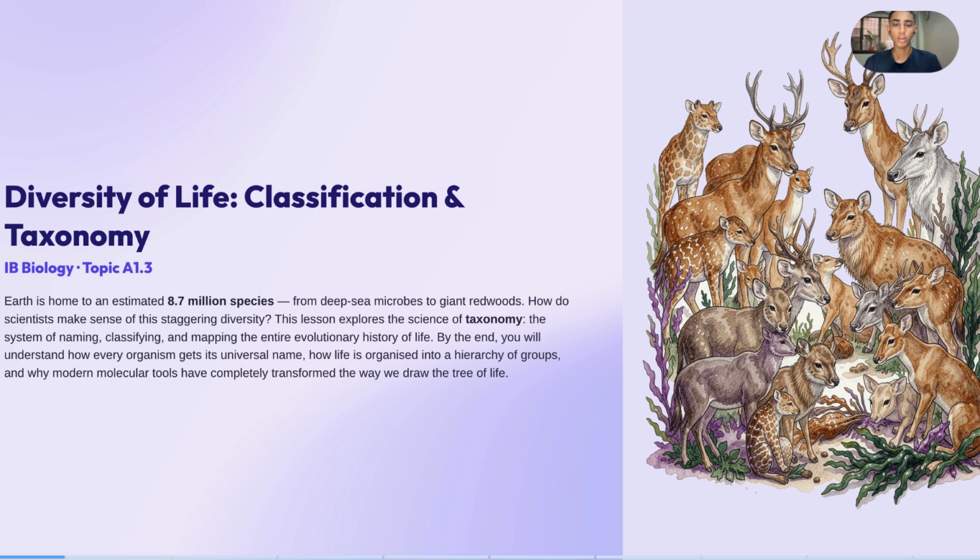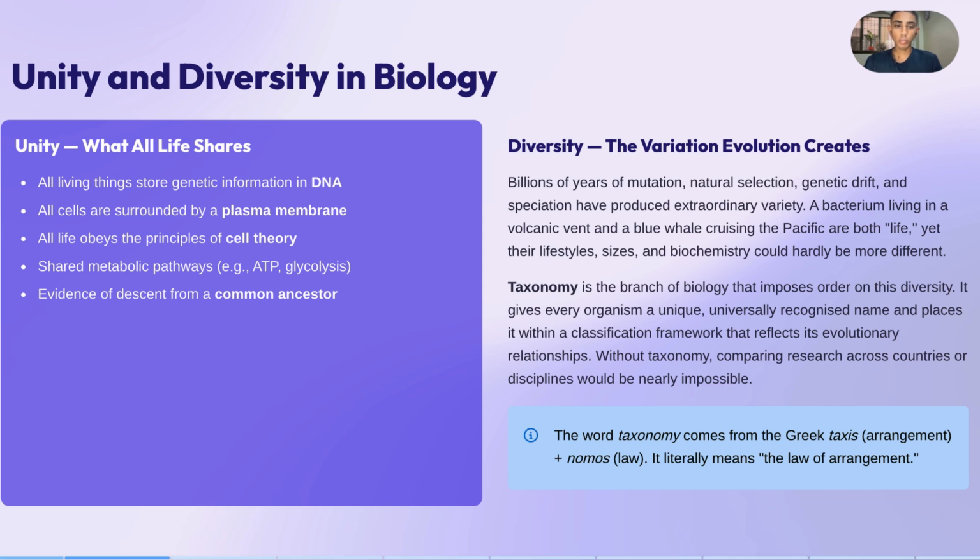Today we are diving into the diversity of life, specifically topic A1.3 of the IB Biology syllabus. This is where we learn how to map the entire history of living things. Biology is a constant balance between unity and diversity. Unity is what all life shares, like DNA and cell theory, while diversity is the incredible variation caused by billions of years of evolution. This chapter focuses on taxonomy, which is the science of naming and classifying that diversity so we can understand how every organism is related.